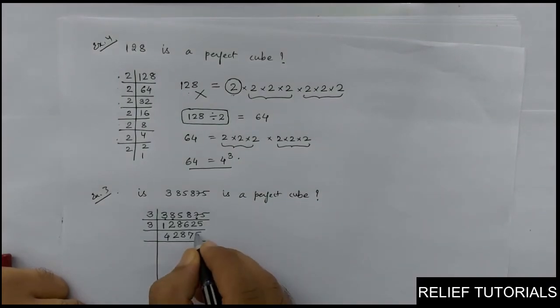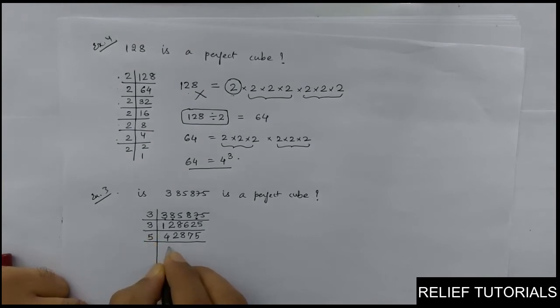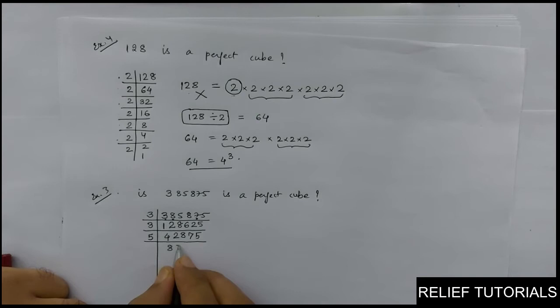So I think it is divisible by 5 because its unit place is 5. So 5 8s are 40. 2 left, 2 8. 2 5 5s are 25. 3 7 57. So 5 7s are 35. 2 left, 2 5 25. 5 5s are 25.